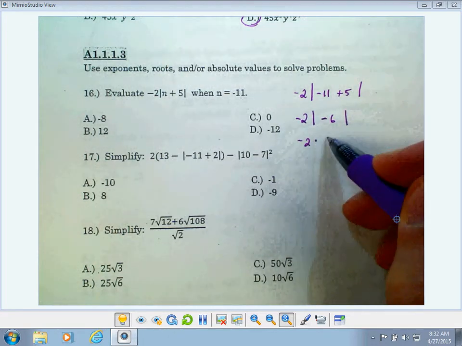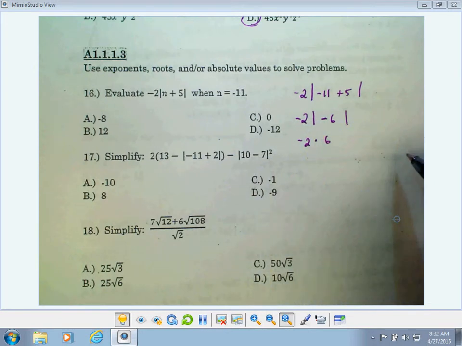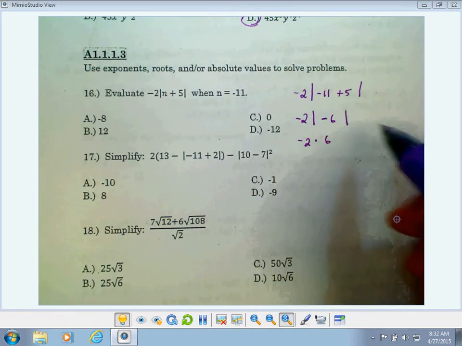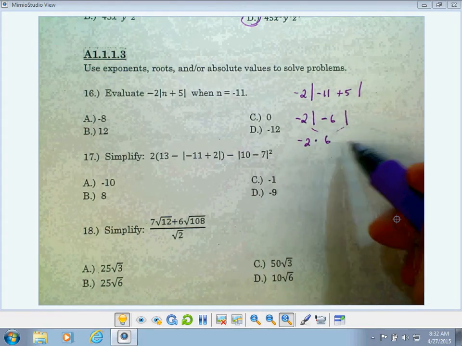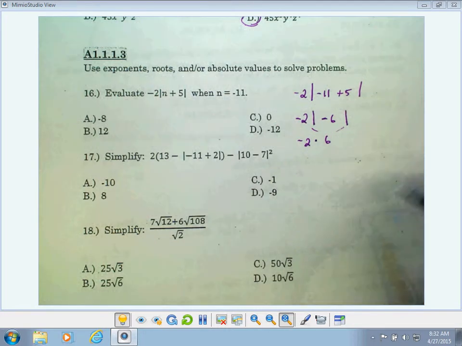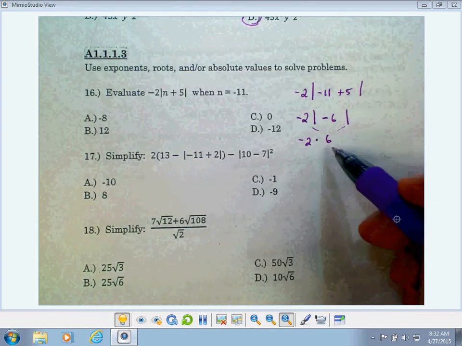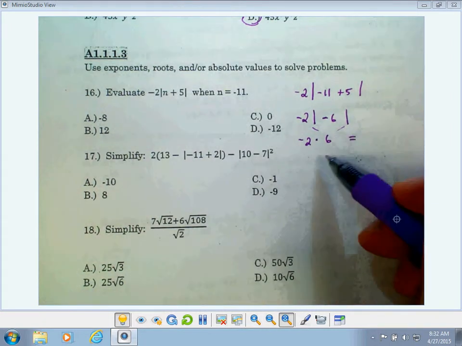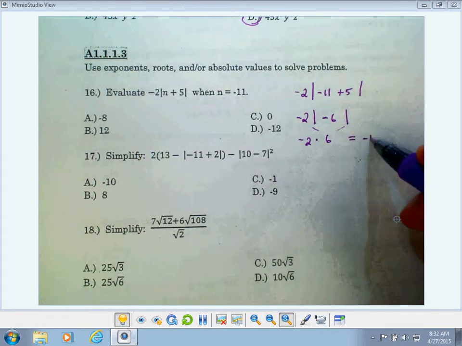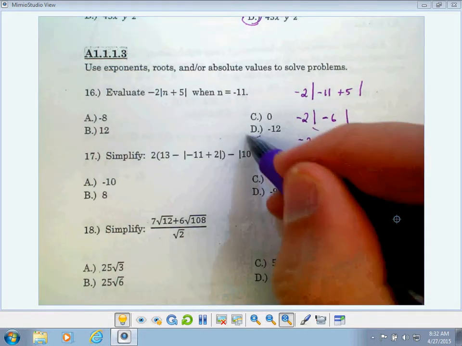So what we're really doing is saying -2 times +6. So the absolute value symbols turn into just a +6. And since we did the absolute value of -6, the symbols go away and we're left with just a 6. So our final answer is really -2 times 6, which is -12. So our answer is D.